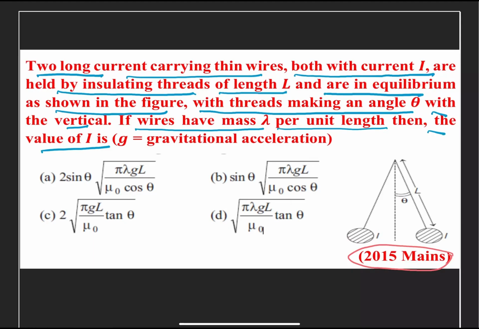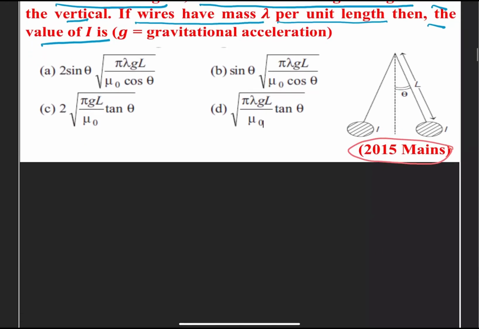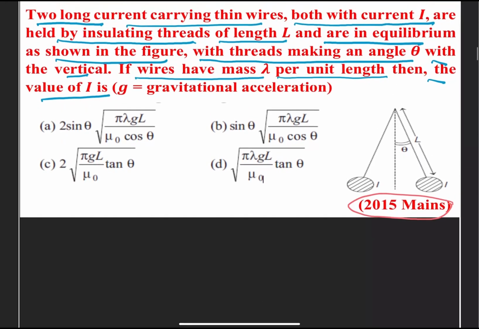So in this case, we have two long current carrying thin wires, and they are held by insulating threads and are in equilibrium. So we have two long wires, and they are held with the help of threads whose length is given as L. These are two threads of length L, making theta with the vertical, and it is said that both these wires are in equilibrium.